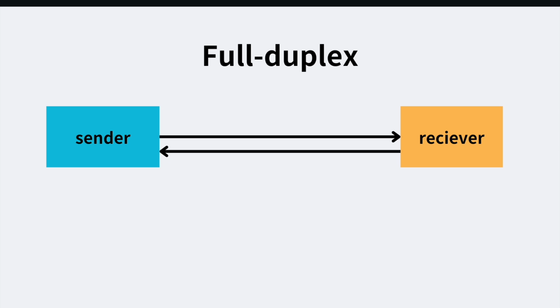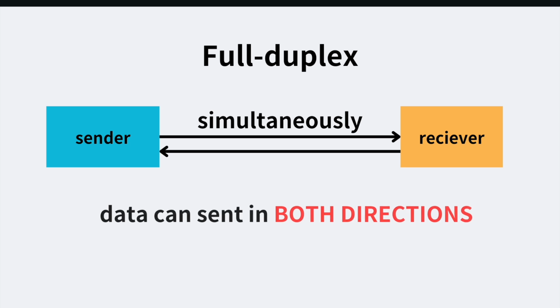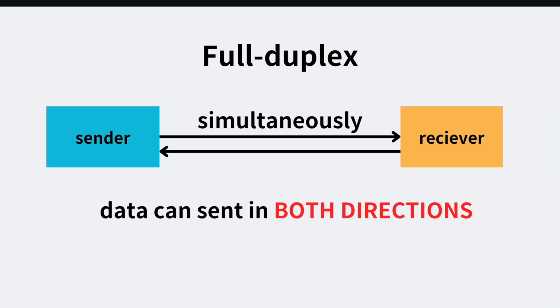The last one is full duplex mode. In full duplex mode, the sender can send the data and also receive the data simultaneously. Full duplex mode occurs when data can be sent in both directions at the same time.